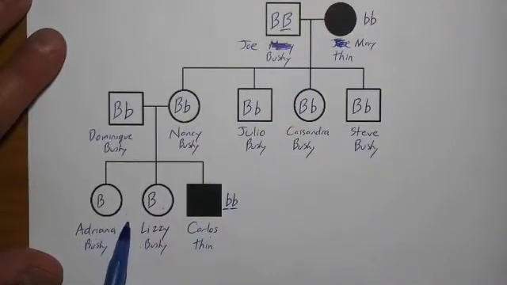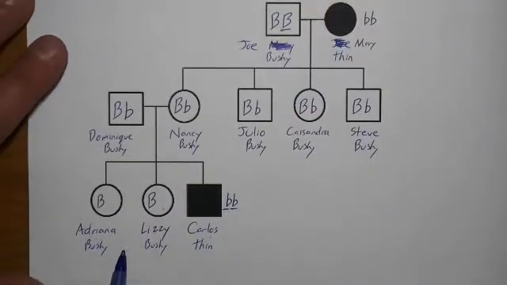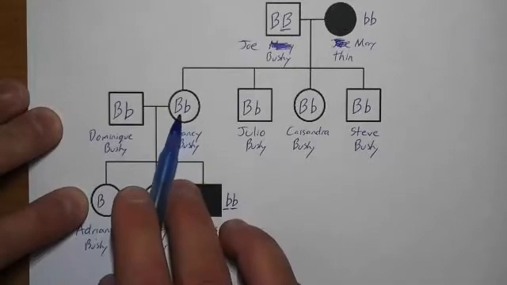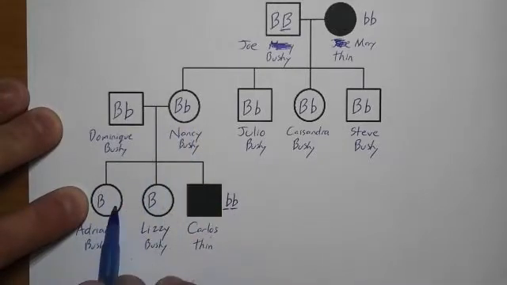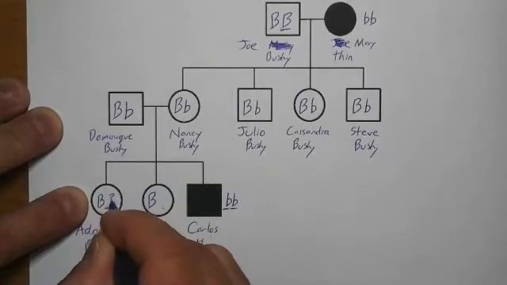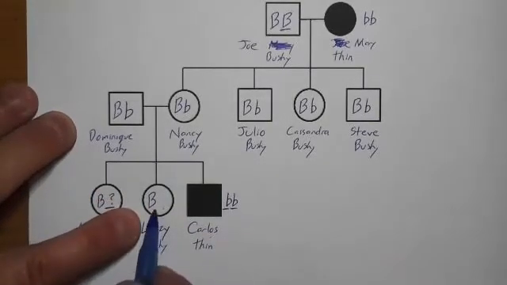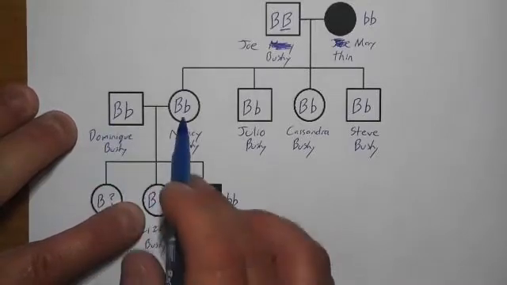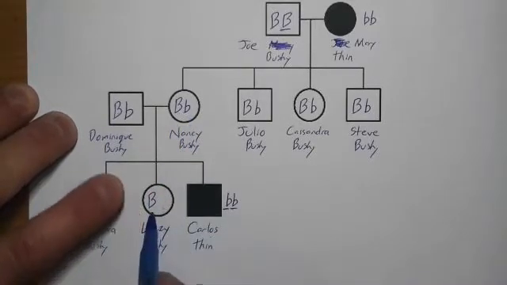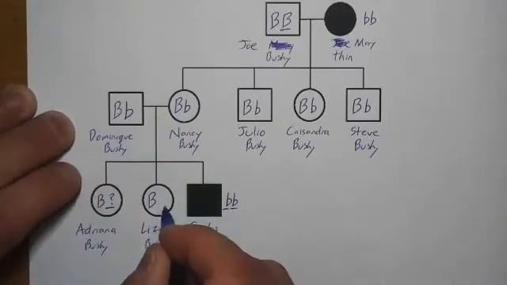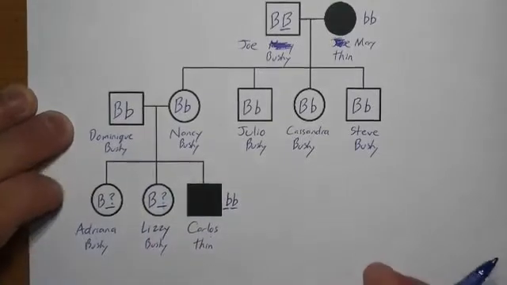Let's come back over here. Okay. So here's the situation. Adrianna, this is her dad, this is her mom. She got a big B. She could have got that big B from Dominic, which means that her mom could have either given her a big B or a little b. So we don't honestly know what she has for that second letter. Lizzie, same situation. She got a big B. Could have been from dad, which means mom gave her a big B or a little b. Or she could have got this big B from mom, which means dad gave her a big B or a little b. So we do not know for certain what that second letter is.